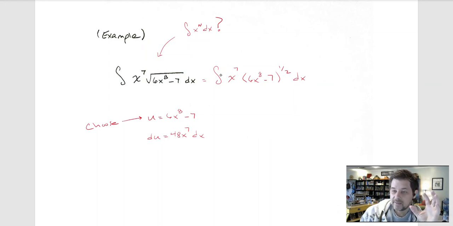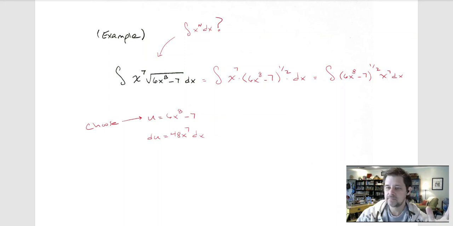Now, that x to the 7th, the other part, that's how I'm going to get my differential substituted. So watch, I'm going to rearrange this a little bit. I have (6x to the 8th power minus 7) to the 1/2 power, and watch if I put this x to the 7th power and the dx together. These are all multiplied together, so I can rearrange them however I want. Because look, this part right here will be the u, and this part will be the du, because I chose it this way. The derivative of this is sitting over there in this other part of the problem, and that will make the u substitution work.